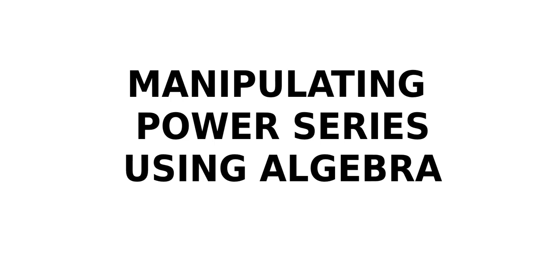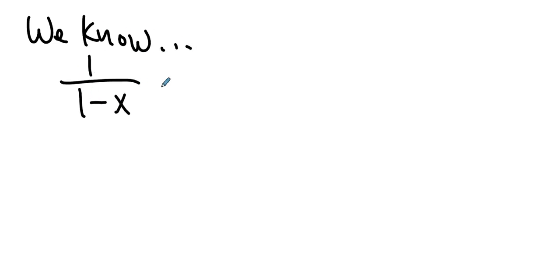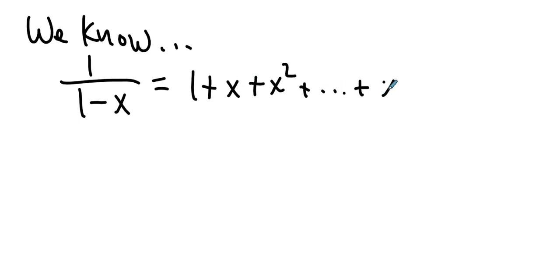Well, this lesson deals with how to manipulate power series. Some of them we manipulate using algebra, that's this screencast. Some of them we manipulate using calculus, that's the next screencast. This screencast deals with the idea that we know that 1 over 1 minus x is 1 plus x plus x squared plus dot dot dot. All the terms are x to the n plus dot dot dot. And we know that that's true on negative 1 to 1.